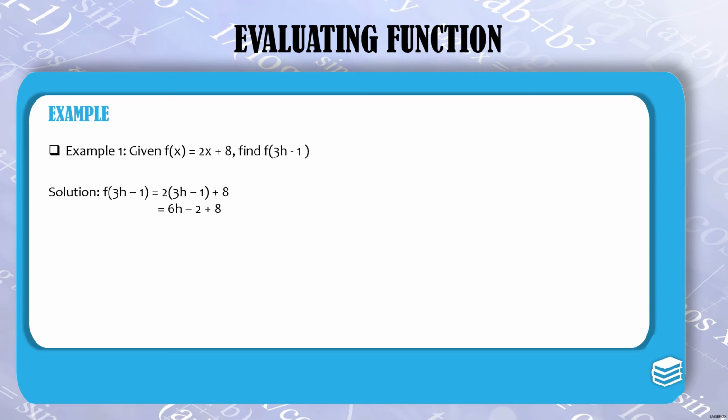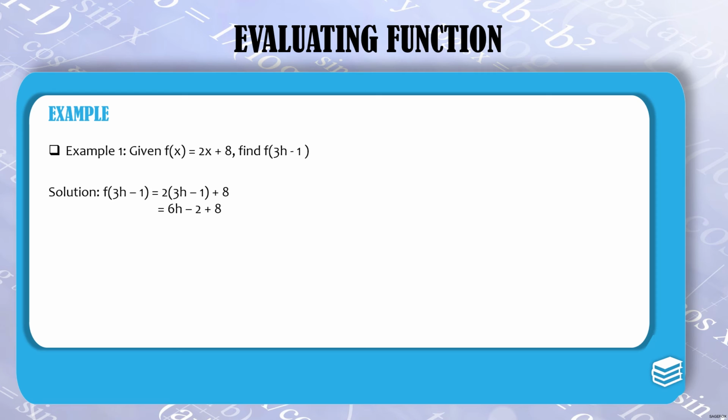Next step is to distribute. I-multiply si 2 sa naka-parenthesis. Diba sabi natin, PEMDAS. Ulit, mauna parenthesis, exponent, multiplication, division, addition, and subtraction. So, we have this one. 2 times 3h, we have positive 6h. 2 times negative 1, we have negative 2 plus 8. And then, combine like terms.